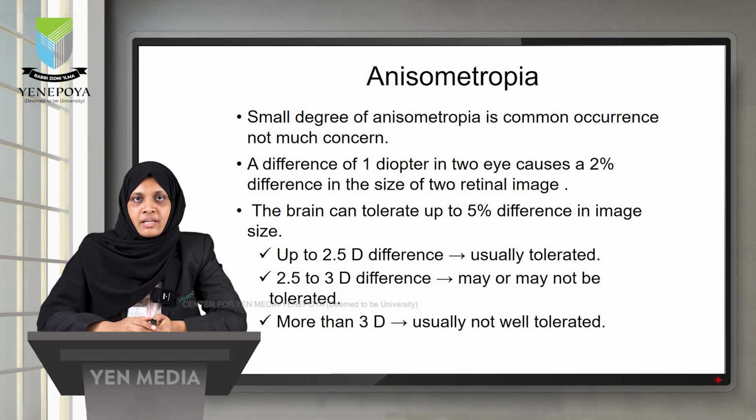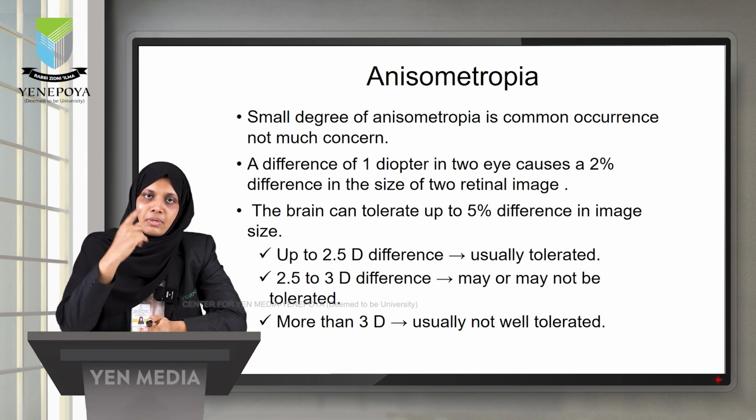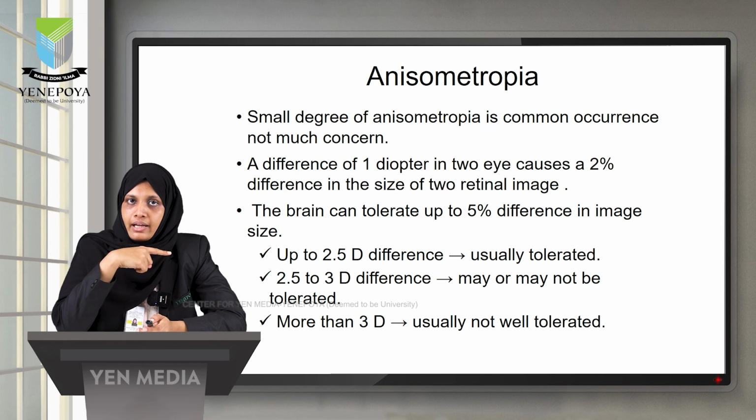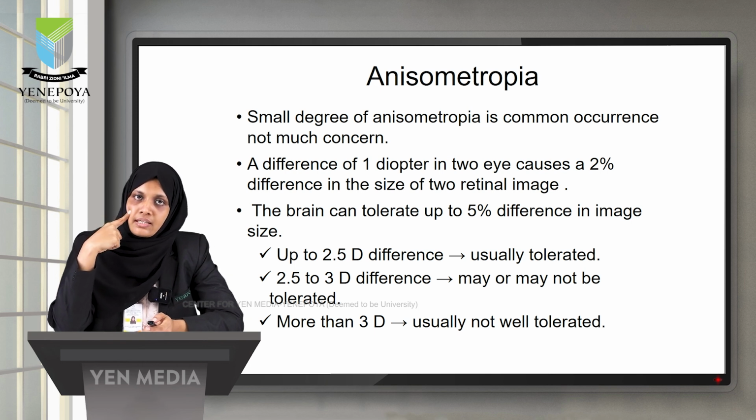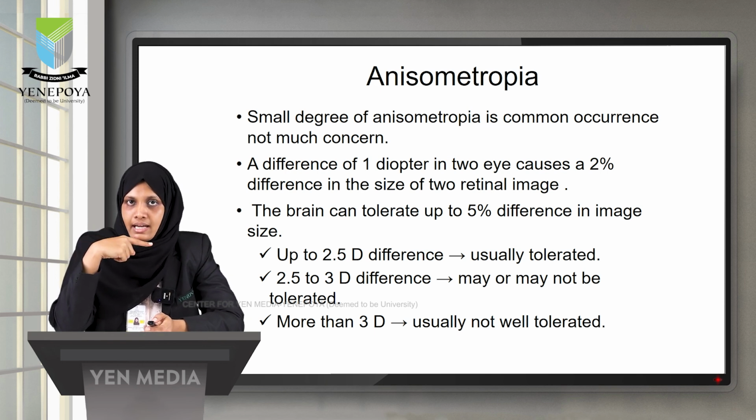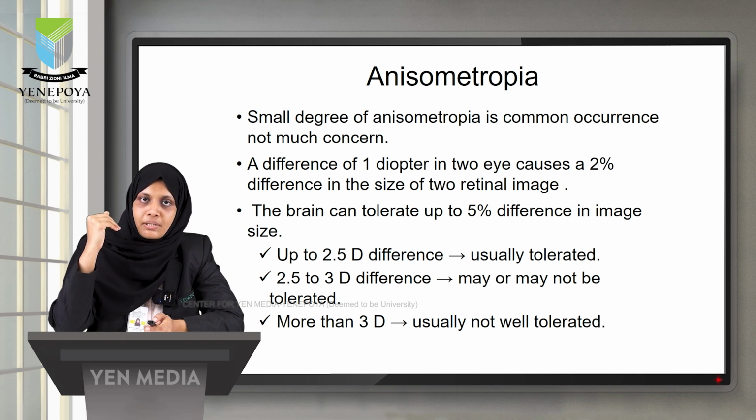A small degree of anisometropia is quite common and does not cause any symptoms. But a difference of one diopter between the two eyes causes a 2% difference in the size of the two retinal images. The brain can tolerate up to a 5% difference. For example, if one eye has -1 diopter and the other -3 diopter, the difference is 2, so the retinal image difference will be 4%, which can be tolerated. But if one eye has -1 diopter and the other -4, the difference is 3 and the image size difference is 6%, so it can't be tolerated. Beyond 5%, the brain can't tolerate it.